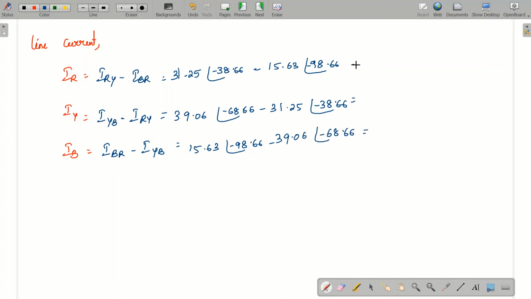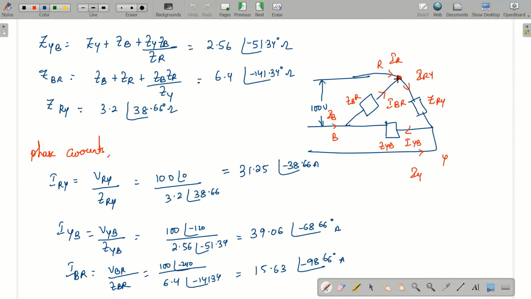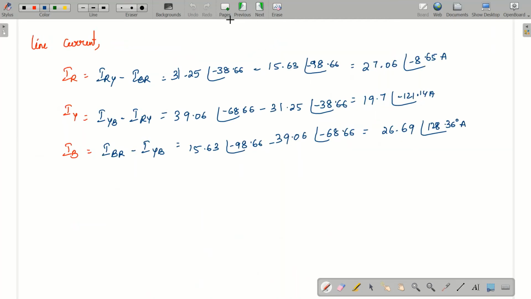Okay. Solve these three values and you will get the line currents: IR equals 27.06 at an angle of minus 8.65 amperes. The line current IY equals 19.7 at an angle of minus 121.14 amperes, and IB equals 26.69 at an angle of 128.36 degrees amperes. In this way you can find the line currents. Whether you convert star to delta or delta to star, the line currents will be the same.